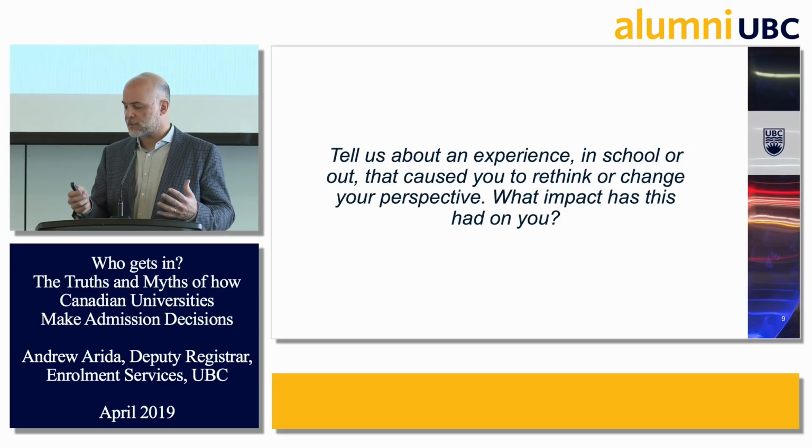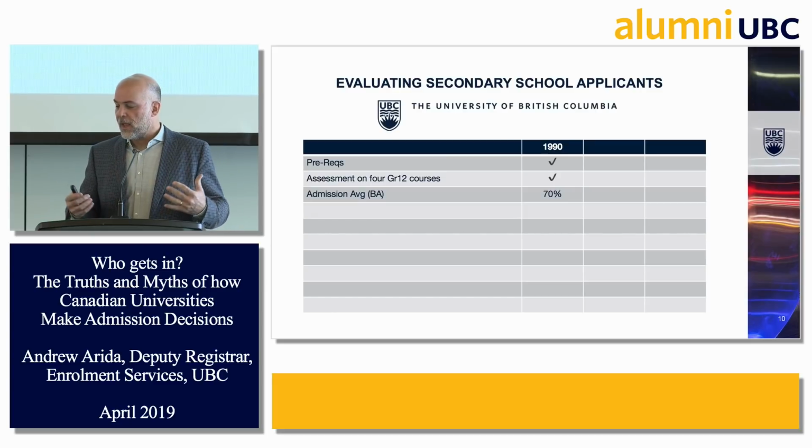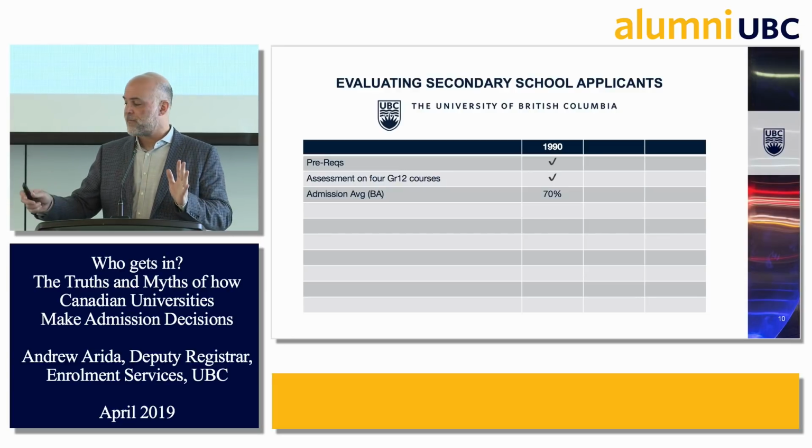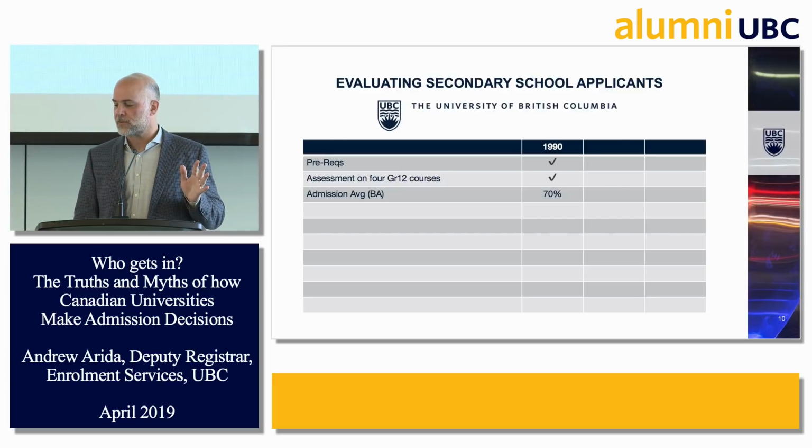So to put it into context, in 1990, if you applied to UBC to get into a Bachelor of Arts program, you only needed three things. You had to have the right prerequisite courses. We looked at an assessment of your grades in those courses, and if you had a 70% average, you got in. Fast forward 20 years.